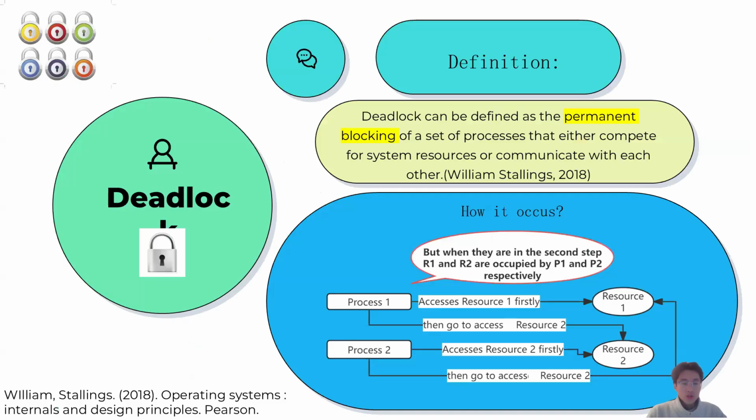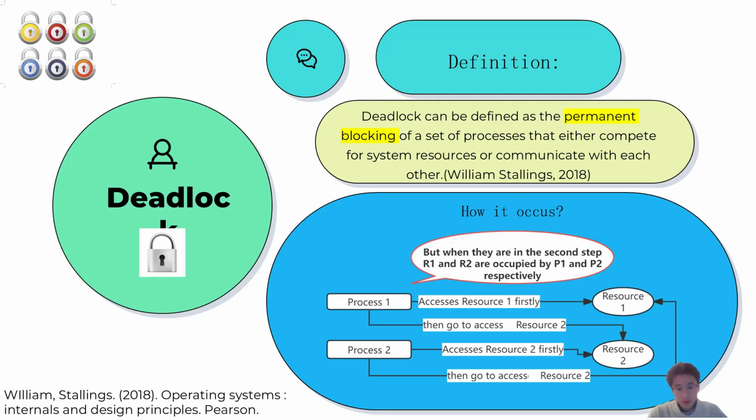Now I'm going to introduce deadlock. The definition of deadlock, as William Stallings said: deadlock can be defined as the permanent blocking of a set of processes that either compete for system resources or communicate with each other. And this is a very simple chart about how it occurs.